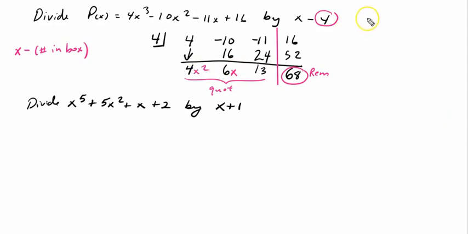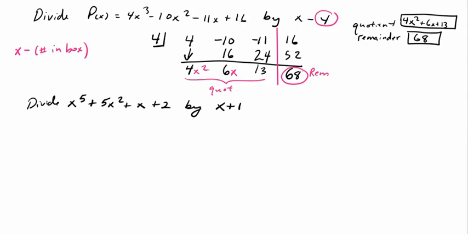So if I'm asked, what's the quotient? What's the remainder? I'm able to answer those right now. The quotient is 4x squared plus 6x plus 13, and the remainder is 68.